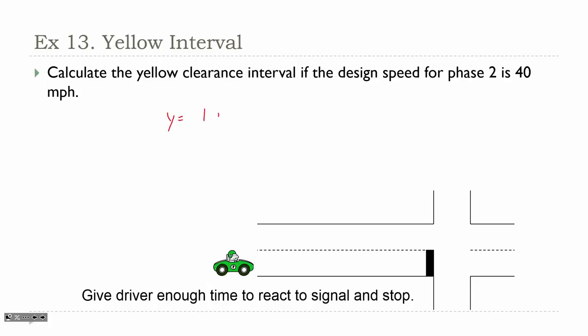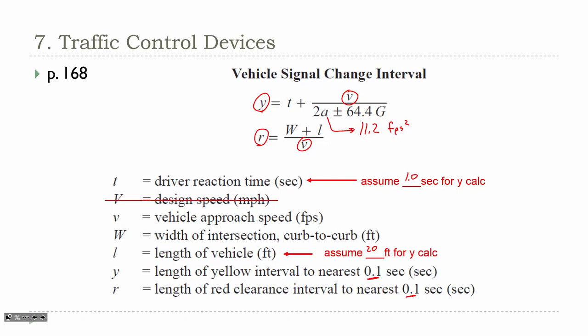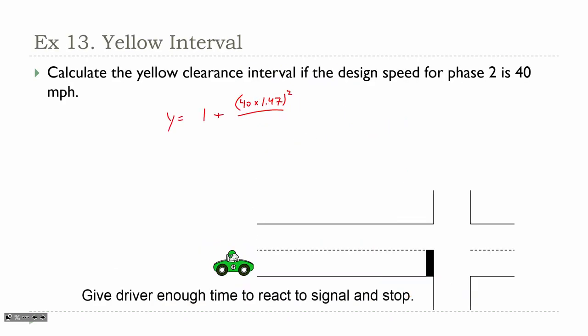So yellow is going to be 1 plus, if we have 40 miles an hour, 40 times 1.47 to convert to feet per second, V over 2A, divided by 2 times 11.2. We don't have any grade, so we can neglect that. 3.6 seconds for the yellow.